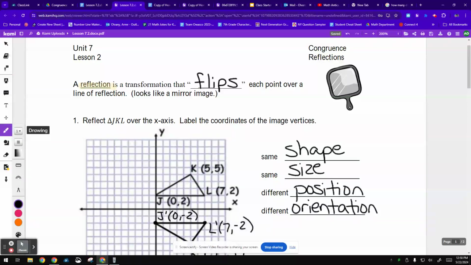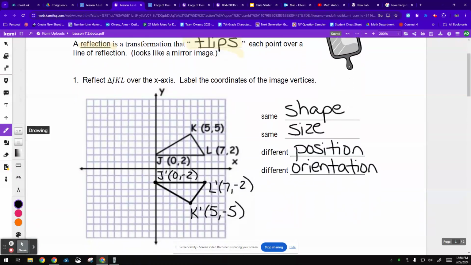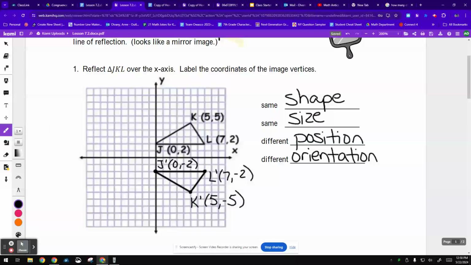Today, we're going to talk about a reflection. A reflection is a flip, each point over a line of reflection. So if you don't have this filled in, go ahead and fill that in. We're talking about flipping over a line of reflection. Okay? So we're going to take triangle JKL, which you do have on your paper. And we're going to reflect it over the x-axis.